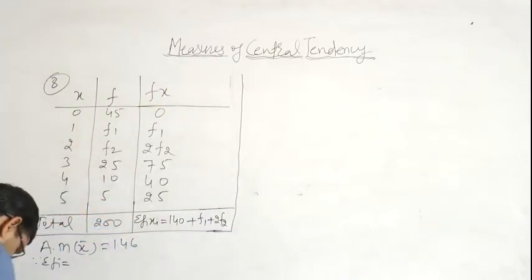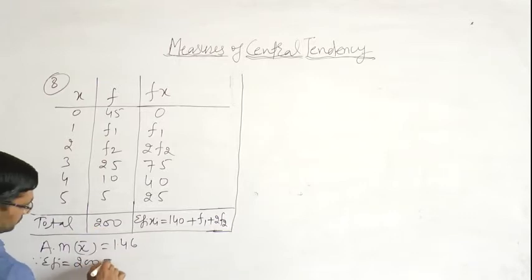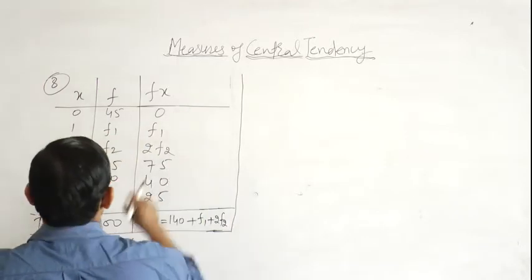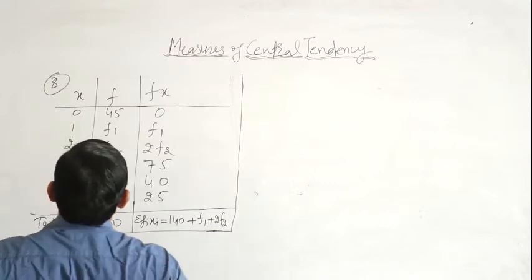In this, sigma fi is 200. This is given, and sigma fi is the sum of frequencies. Okay, in this question, frequency of 4.